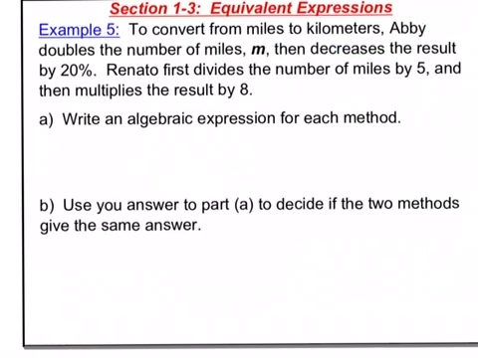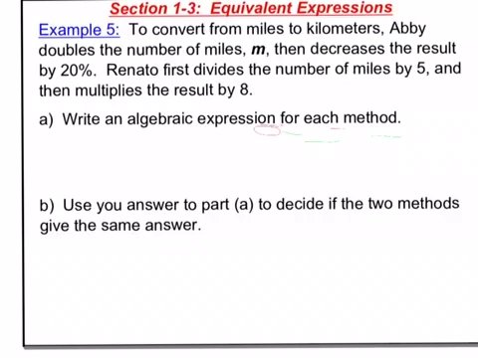So here's a word problem that puts this comparing expressions into a real-world situation. It says to convert from miles to kilometers, Abby doubles the number of miles, so she's going to double the number of miles, then decreases that result by 20%. Renato, we'll write his in green, first divides the number of miles by 5 and then multiplies the result by 8. So they want us to write an algebraic expression for each method.